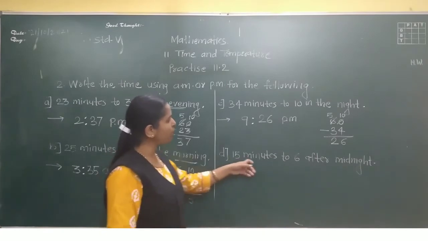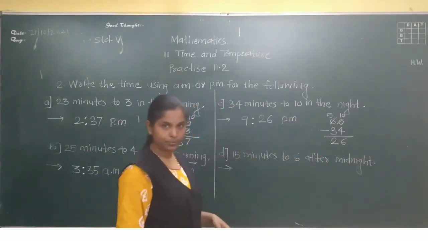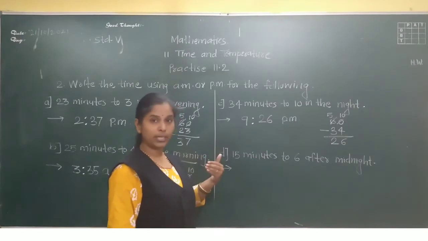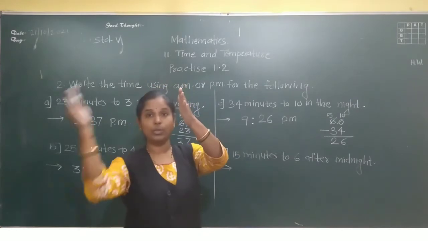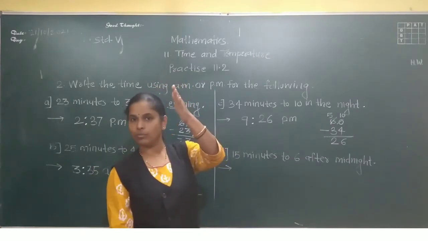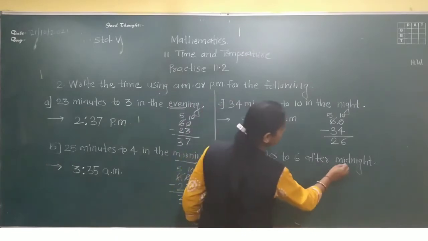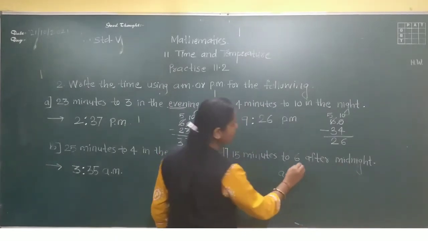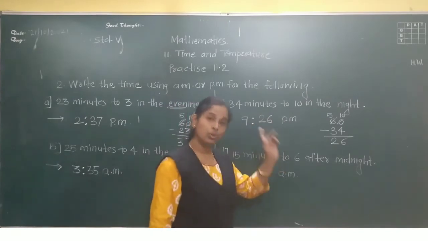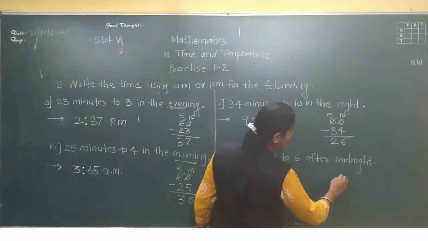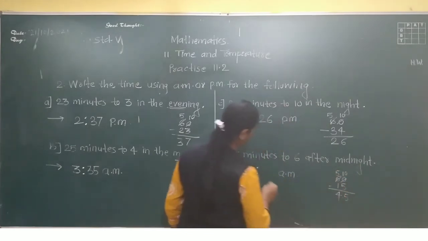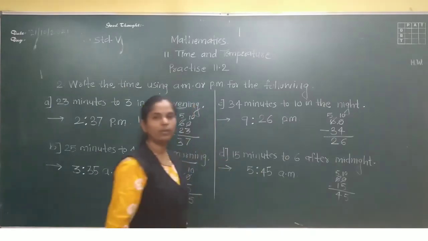Then D. 15 minutes to 6 after midnight. Now see here. Before midnight, from 12 noon to midnight, we use PM, and after midnight to noon we use AM. So AM or PM, we are going to use AM. Now 15 minutes to 6 o'clock, that is 5 o'clock over, 5 hours. And how many minutes over? So 60 minus 15, that is 45. The timing is 5:45 AM.